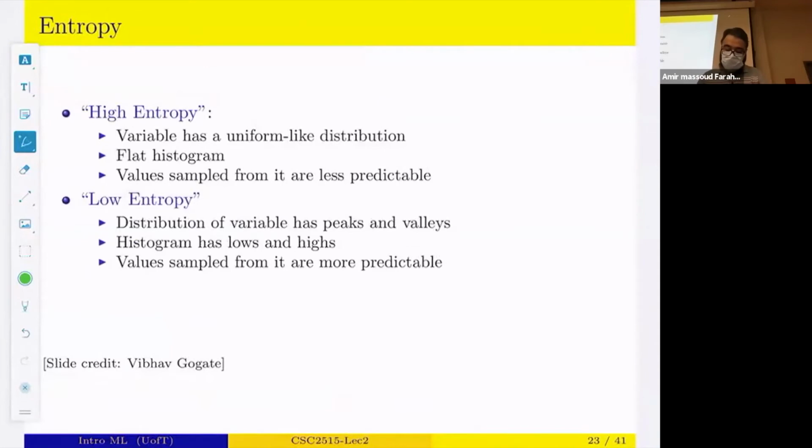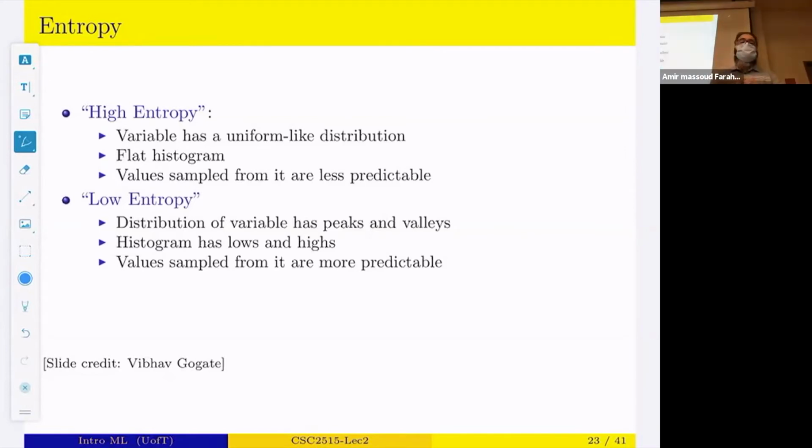Okay, so in general, I think what we have is that if a random variable has a uniform or almost uniform distribution, then it has a higher entropy. Another way of saying this is that if we compute the histogram of the random variable, the histogram is more or less flat. That would be the high entropy case. And this basically means that values sampled from that random variable would be less predictable.